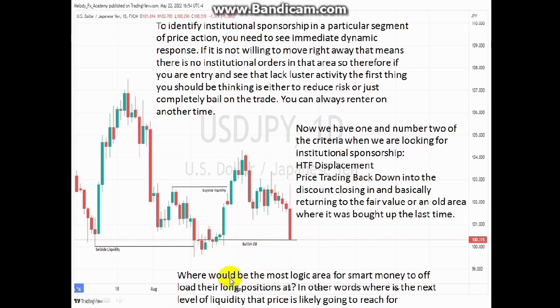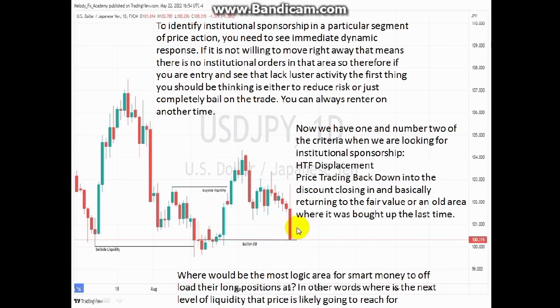Now, where would be the most logical area for smart money to offload their long positions? In other words, where is the next level of liquidity that price is likely going to reach for? I want you to take a look at this price action data and tell me the next possible price level that smart money is going to offload their long positions at. Of course, if you have been following us, you should know the answer to that.